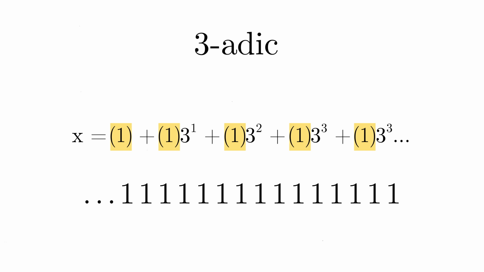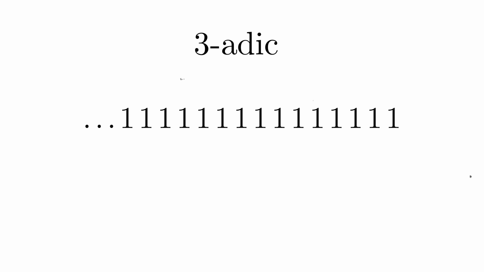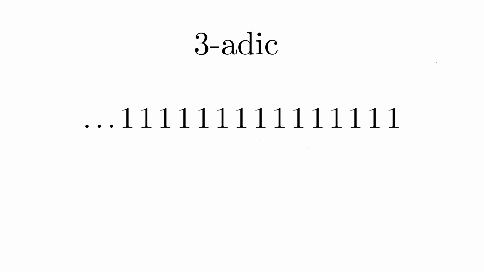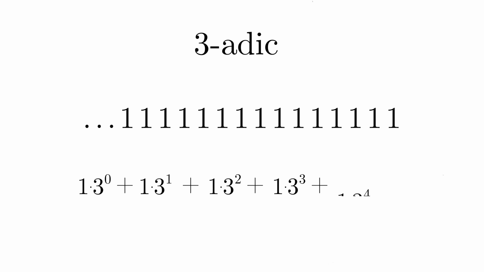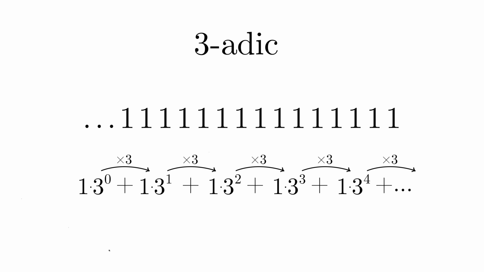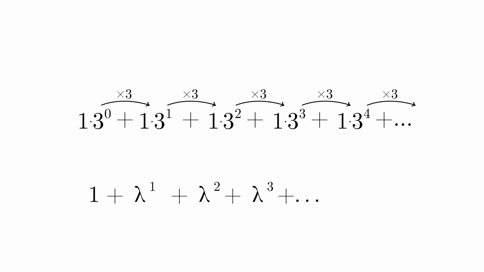But how do we make sense of this? What does this number equal? And of course, this number makes no sense at all. At least not as a real number. Well, remember that this is just another way of writing 1 times 3 to the 0 plus 1 times 3 plus 1 times 3 squared plus 1 times 3 cubed, and so on. So each term is just 3 times the term before it. This is a geometric series.